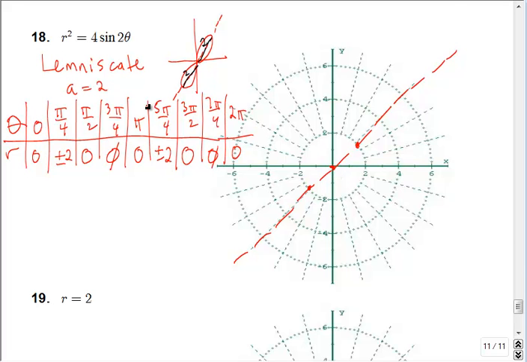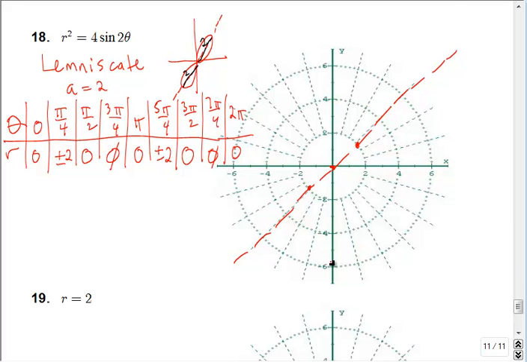3 pi over 4 doesn't exist. Pi, 0 is right in the middle at the origin again. 5 pi over 4 would be down here, and I would go to positive 2, which would again be this point right here, and then 5 pi over 4, negative 2 would flip me back over to here. So I'm again hitting these 2 points again.